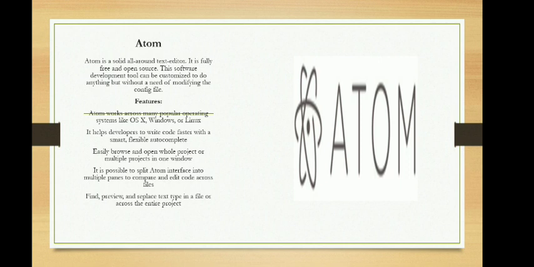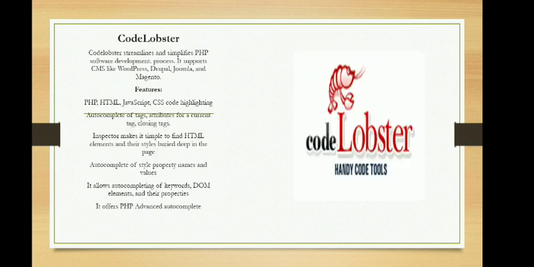It helps developers to write code faster with a smart, flexible autocomplete. Easily browse and open the whole project or multiple projects in one window. It is possible to split the Atom interface into multiple panes to compare and edit code across files. Find, preview, and replace text in a file or the entire project.